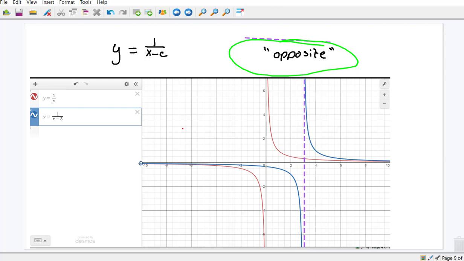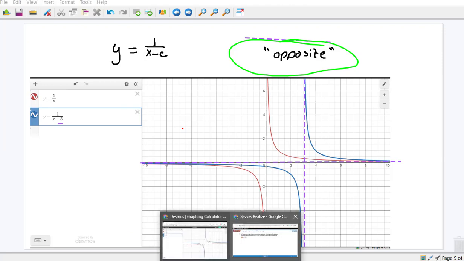But my horizontal asymptote hasn't changed. It's still at y equals 0, but my vertical asymptote has moved to x equals 3, which is the opposite of what this is. So let's look at a few of them and see what happens.